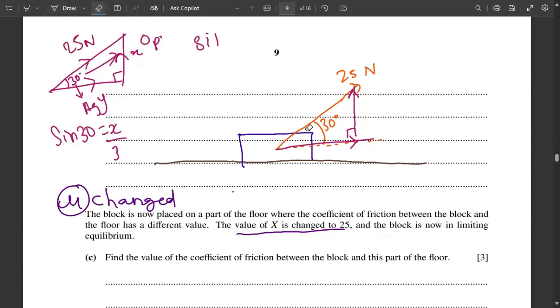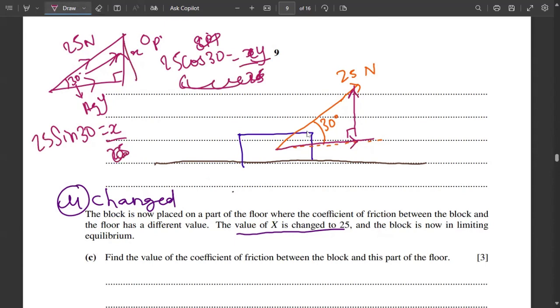So, and this will be 25. And cos 30 is equal to x upon 25. So y will be 25 cos 30 and x will be 25 sin 30. So this x is the upward arrow. The upward arrow is 25 sin 30 and this is 25 cos 30.